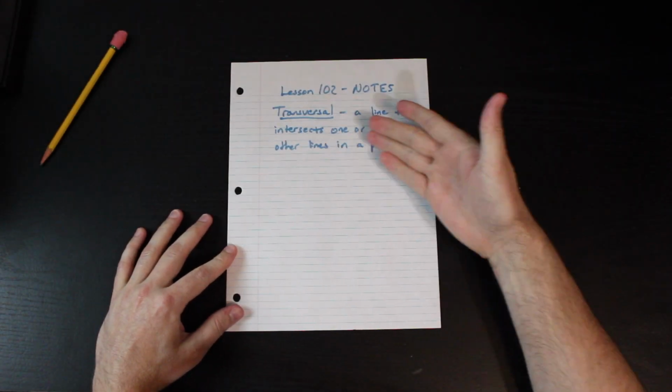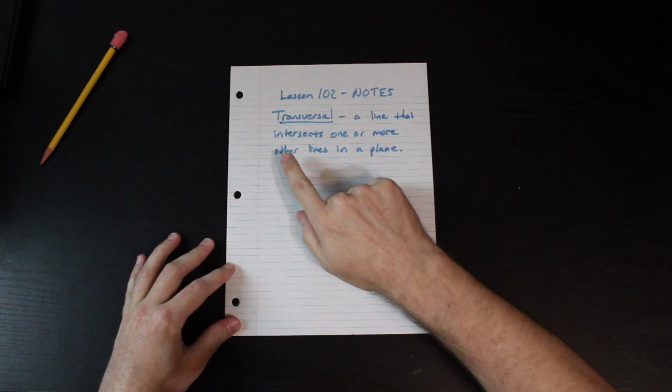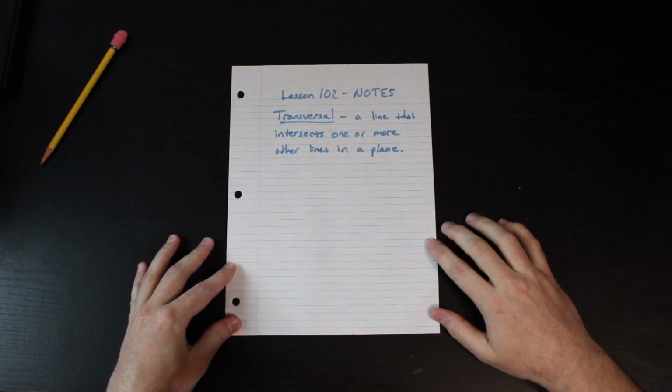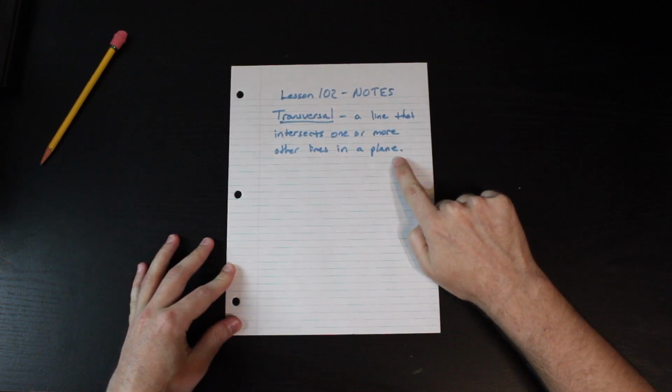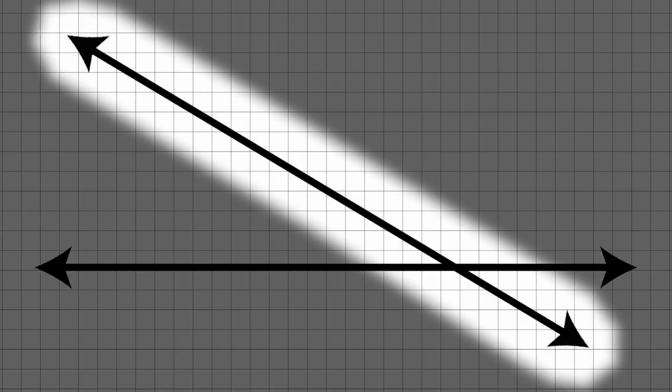So, let's check our notes. Does it fit our definition? Well, it's a line, and it does intersect the other line, and the other line is in the same plane. So, yes, this is a transversal.